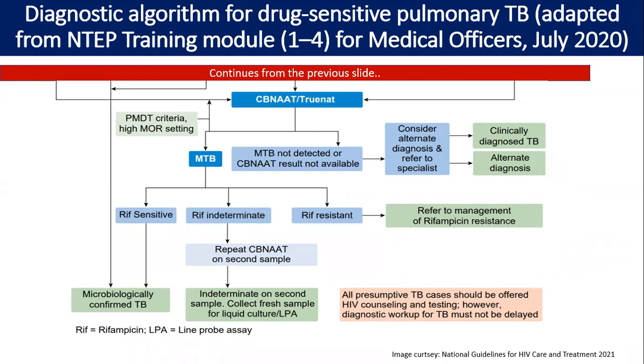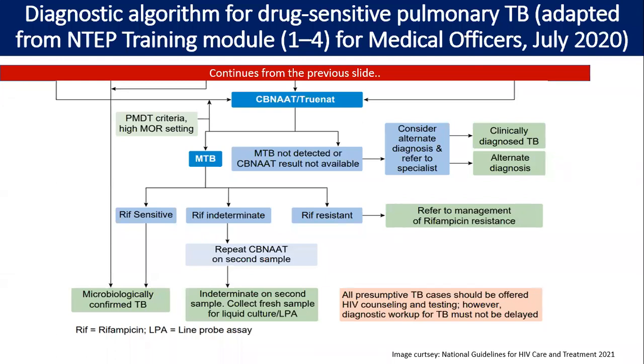So in case of intermediate, we refer the patient for management of rifampicin resistant. In case of rifampicin resistant, we refer the patient to the DRTB center. And in case of rifampicin sensitive, we label it as microbiologically confirmed TB and start treatment in the ART center through the single window service delivery system. And in case of rifampicin intermediate sensitivity, we repeat the CBNAAT test on a second sample, and if indeterminate on the second sample, we collect a fresh sample for liquid culture or LPA.